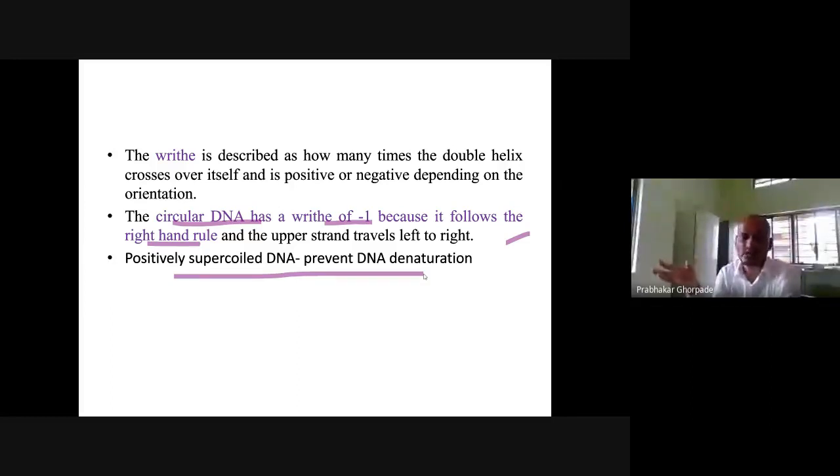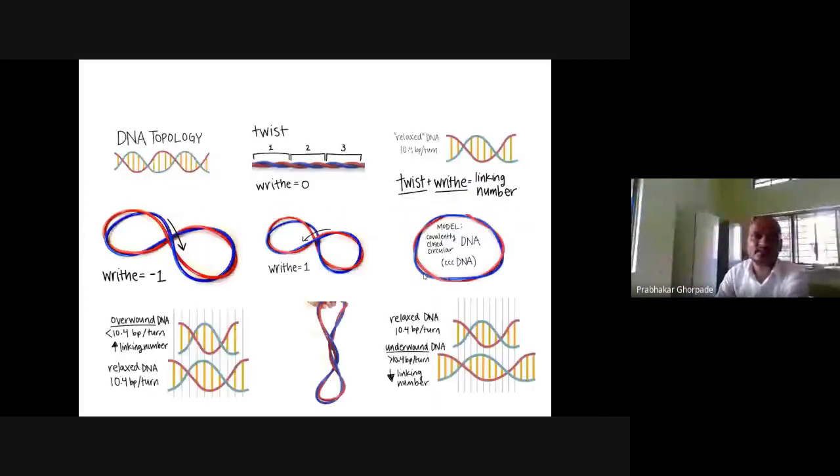They can survive in the hot water. How do they survive? Why doesn't their DNA get denatured? Because it has positively supercoiled DNA, which prevents this DNA denaturation. Okay, so that is conserving its genome.